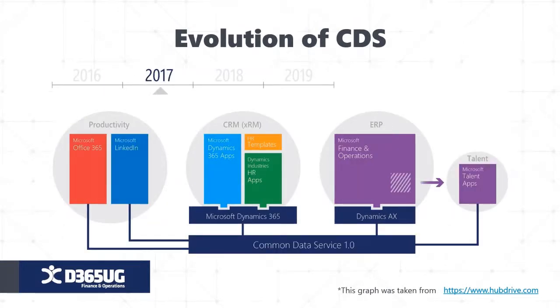So the idea of a central platform to make all systems more compatible led to the development of the Common Data Service, CDS 1.0. At that time, the Talent application was extracted as a separate app, apparently to satisfy the needs of customers looking for a standalone HR solution. And by the way, the human resource module is still available in Finance and Operations too.